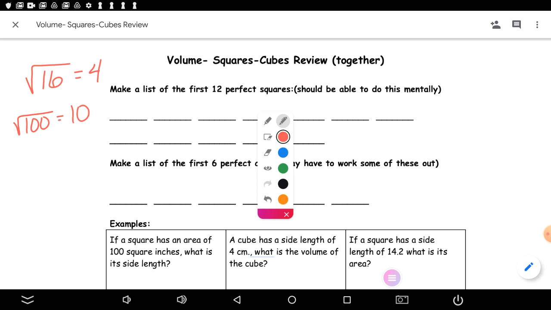A perfect cube. So sorry, these numbers under here are the perfect squares and perfect cubes. Sorry, perfect squares. Those are all perfect squares. So what do you think a perfect cube is, Dayton?